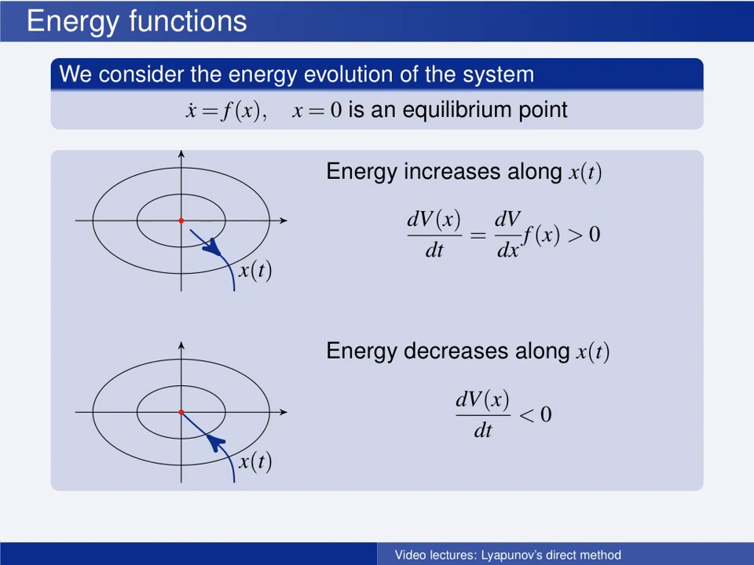This means that the system trajectories then intersect curves representing lower and lower energy levels until the energy becomes 0, which is at the origin. This we see indicates that the origin is an asymptotically stable equilibrium point. And note that we do not need to solve this differential equation to find x as a function of time t in order to see how the energy increases along x of t. The directional derivative of the energy function gives us this information.